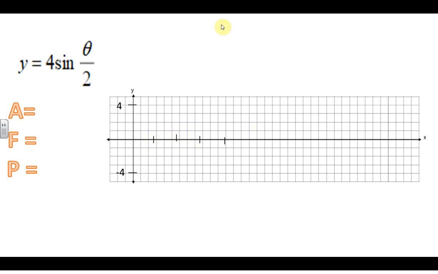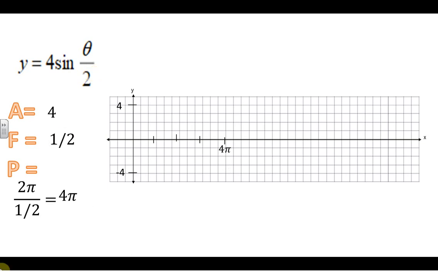Why do we divide the period by 4? Because we have 4 quadrants. So here the amplitude is 4, which means you set your y-axis, and we see positive 4 and negative 4. Frequency is the B value, so 1/2. And period is 2 pi divided by that B value, which is 4 pi.